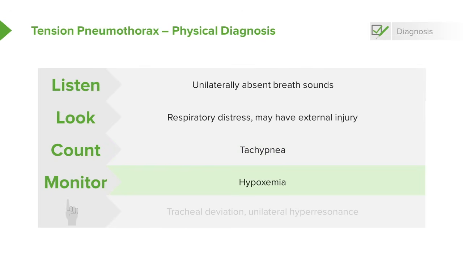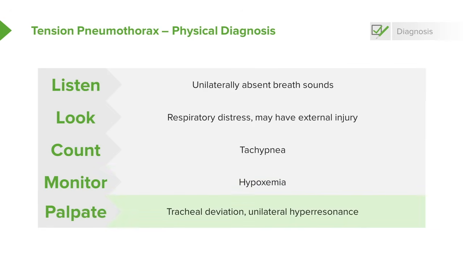We already talked about why they would become hypoxic. And then, as you can imagine, the trachea is going to be deviated away from the lesion because this big expanding air collection is going to push everything off to the other side.